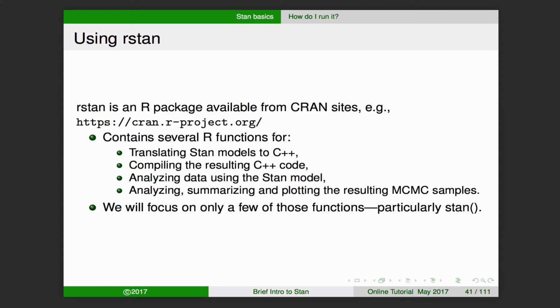It contains several R functions for translating Stan models to C++, then compiling the resulting C++ code, then analyzing the data using the compiled Stan model, and finally analyzing, summarizing, and plotting the resulting MCMC samples that are generated by Stan. We're going to focus on only a few of those functions, the main one being something called stan, which does, sort of in one go, the first three of those functions.